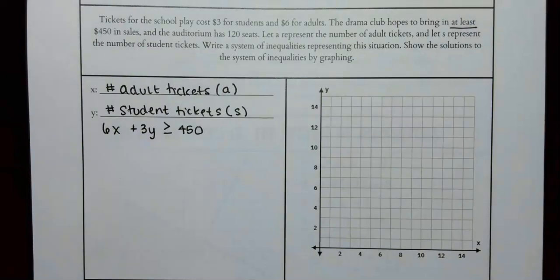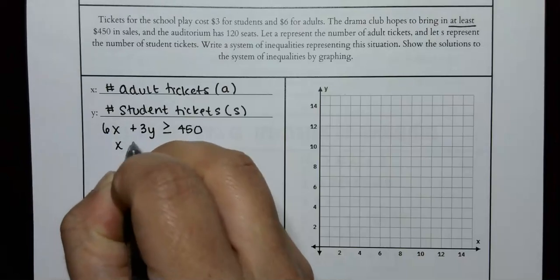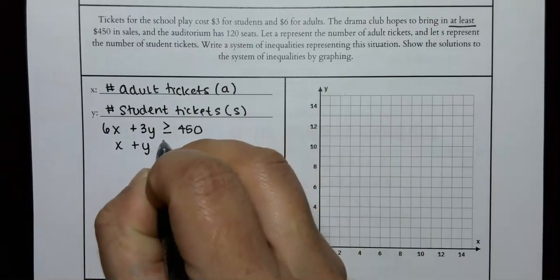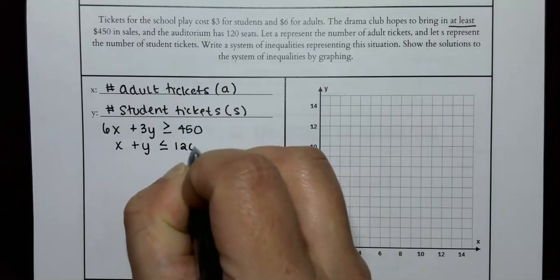The second inequality, notice it doesn't give us a lot of information, but it tells us that the auditorium has 120 seats. So we're going to say the number of student tickets and the number of adult tickets will either add up to be 120 or less. Okay? Because we can't have more than 120 tickets if we don't have enough seats for everybody. So our second inequality is going to be X plus Y is less than or equal to 120.